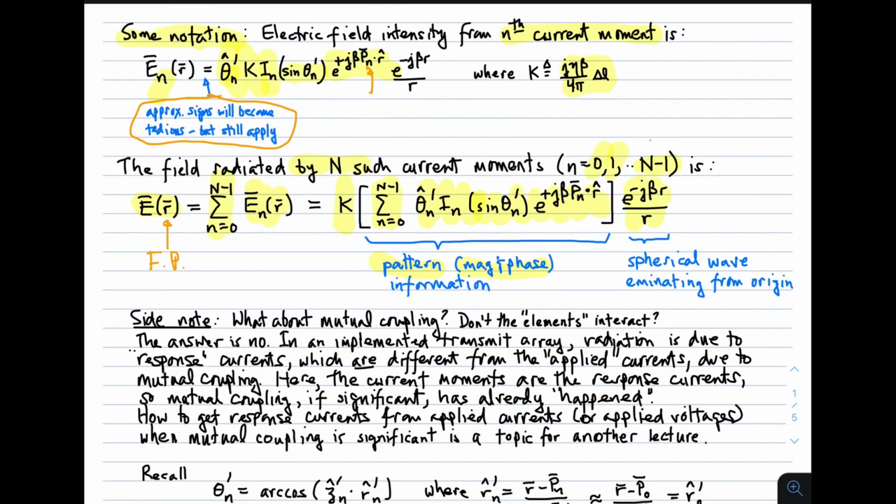So at this point you might ask, what about mutual coupling? Don't the elements of an array interact? Shouldn't these currents interact? And the short answer for the purpose of this analysis is no. And the reason is because in an implemented transmit array, the radiation is due to response currents, which are different from the currents that you would apply, and the difference is due to the mutual coupling.